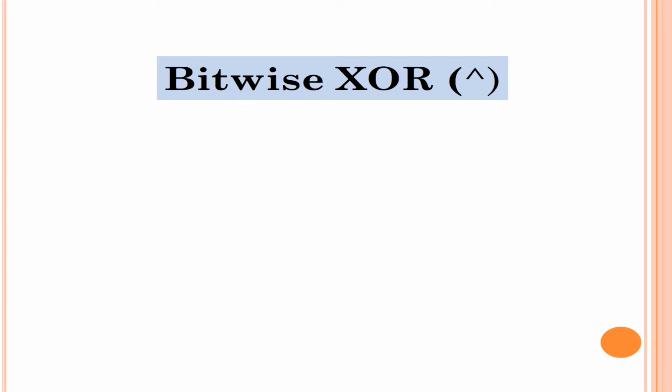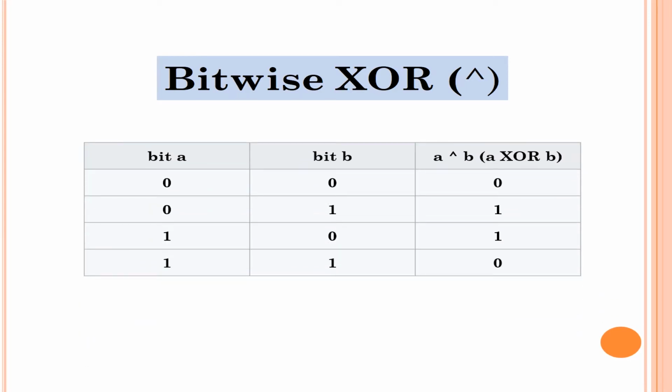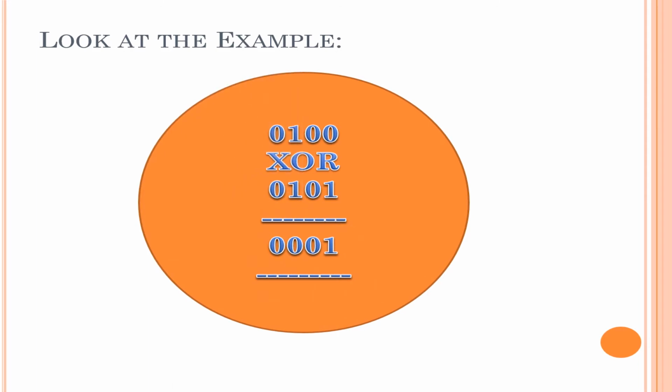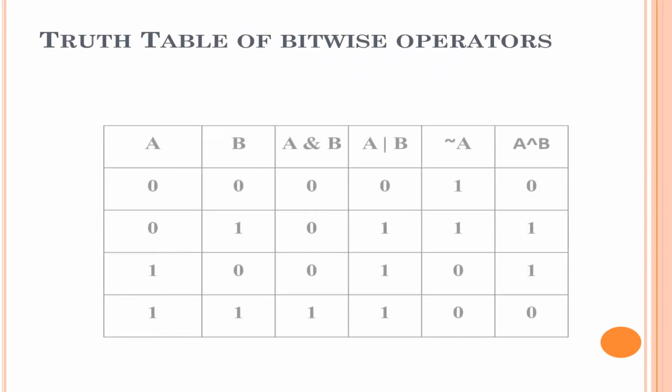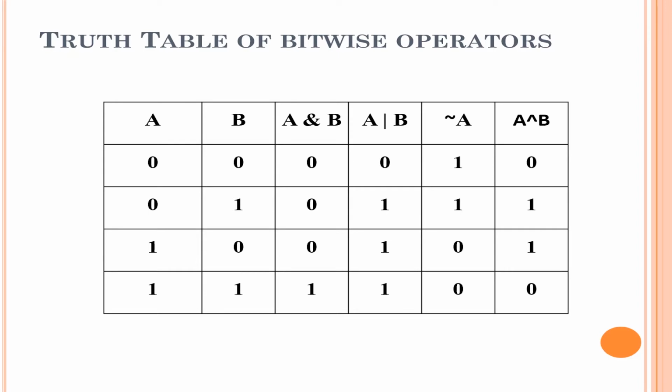Bitwise XOR. A bitwise XOR takes two bit patterns of equal length and performs the logical exclusive OR operation on each pair of corresponding bits. The XOR returns 0 if both bits are 0 or both are 1, otherwise it returns 1. See the example. 0100 XOR 0101 is equal to 0001 as the result by using the truth table. Next, just have a look at the combined truth table of all bitwise operators.